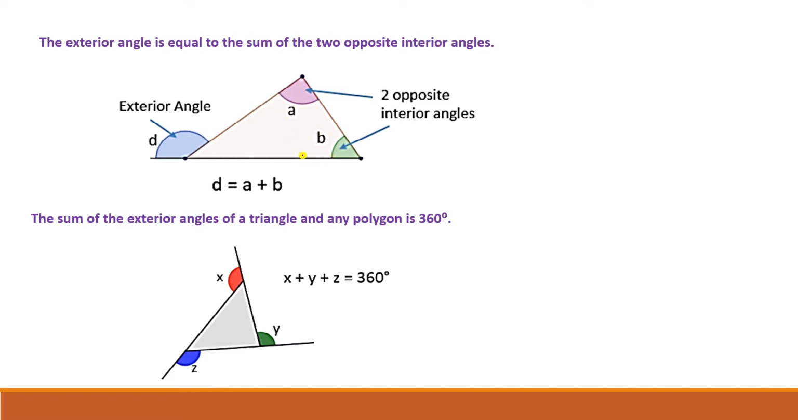The sum of exterior angles of a triangle and any polygon is equal to 360 degrees. So look, this is the triangle. And then if you extend this side, you will get angle X, the exterior angle. If you extend this side, you will get angle Y, colored green. And then one more, if you extend this side of the triangle, you will get angle Z. So X plus Y plus Z is equal to 360 degrees.